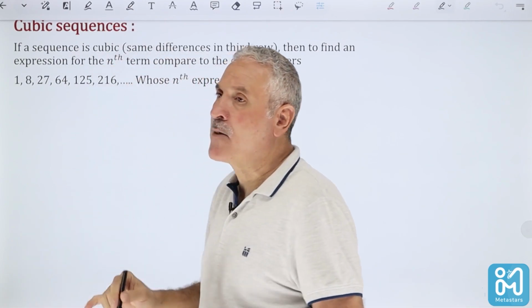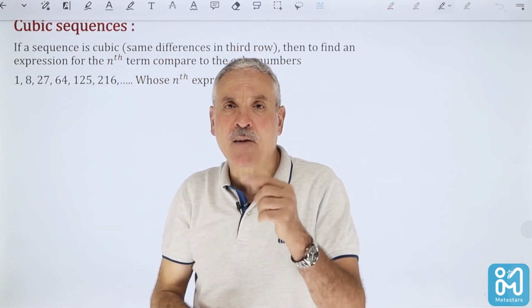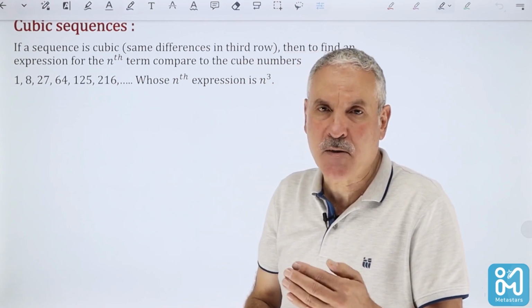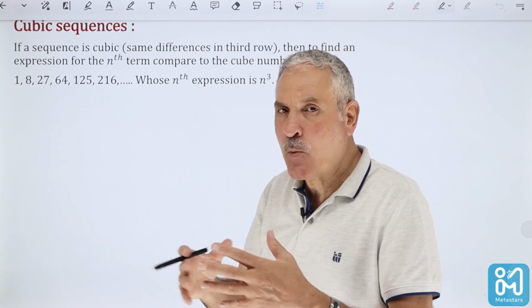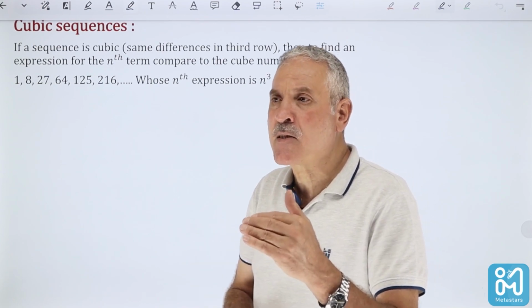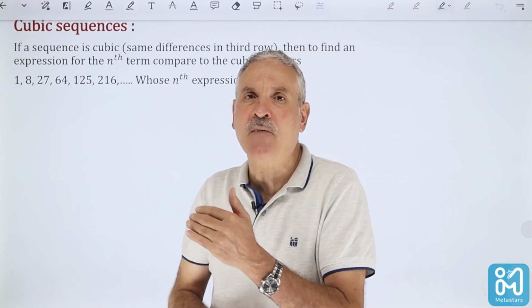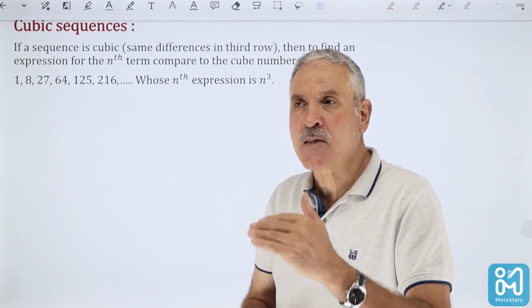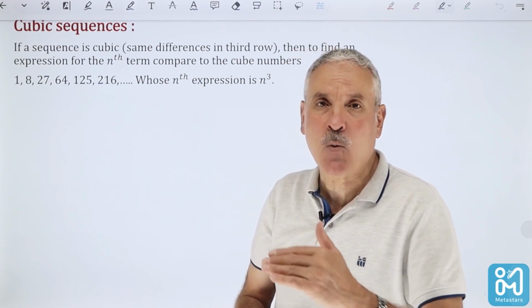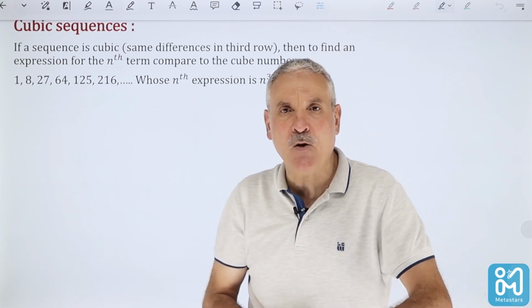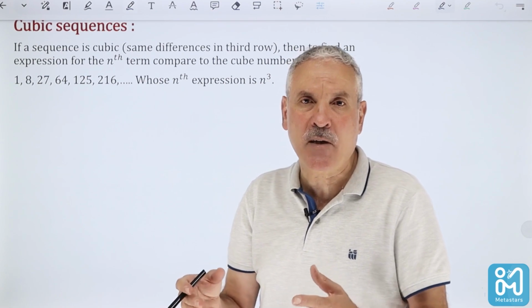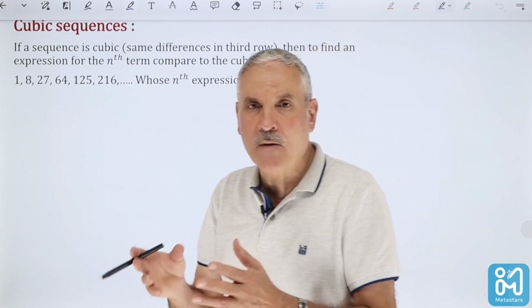We've learned that if the differences in the third row of differences are the same, then we have a cubic sequence. That is a very quick revision. If the differences are the same in the first row of differences, we have an arithmetic sequence. If the differences are the same in the second row of differences, we have a quadratic. In the third row, we have a cubic. But if the differences are not the same in any of them, it could be either geometric or maybe a compound sequence.